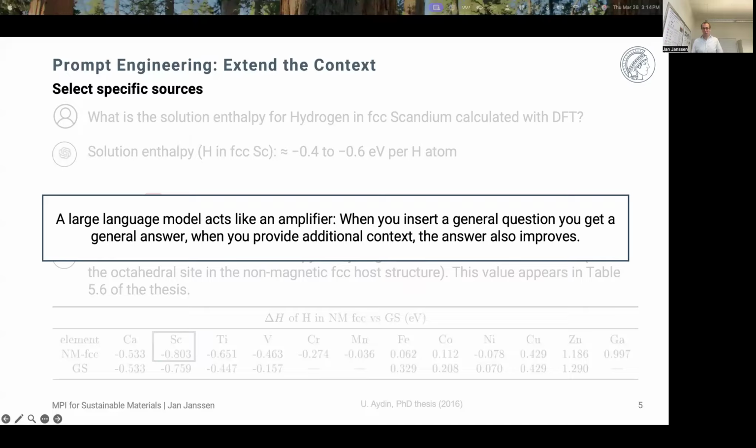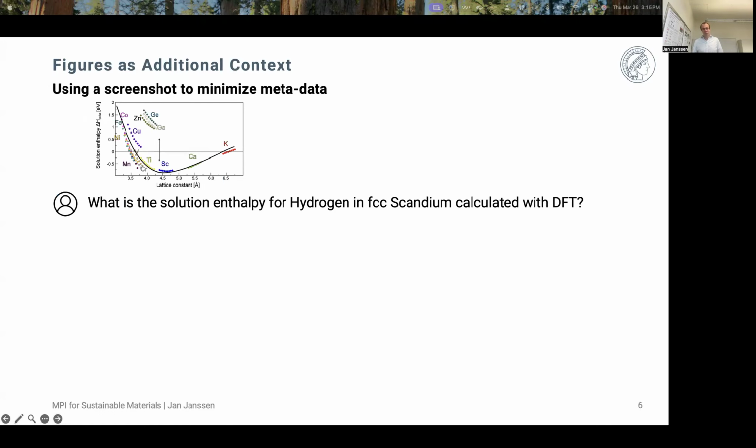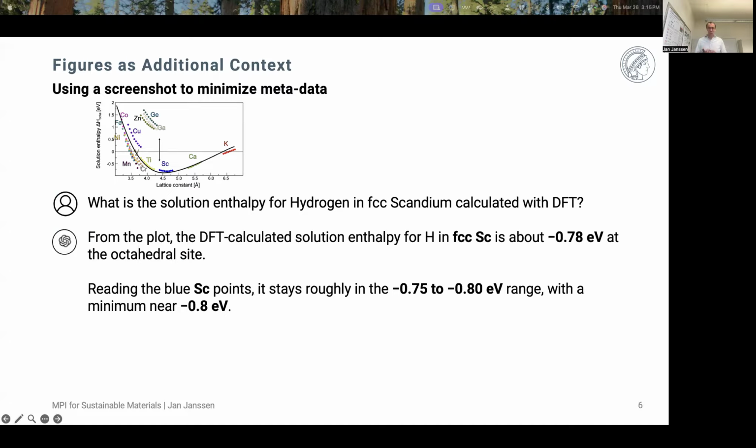How is it about pictures, right? So I'm a very visual person, so I want to understand how much can these models already provide us in terms of understanding of pictures. And to test this, I took a screenshot of exactly the same graph that we discussed in the beginning. And by taking a screenshot, right, I prevent any kind of metadata to be stored in this figure, right? And then I asked the model, okay, what is the solution enthalpy of FCC scandium calculated with DFT? And that's what we see here, right?